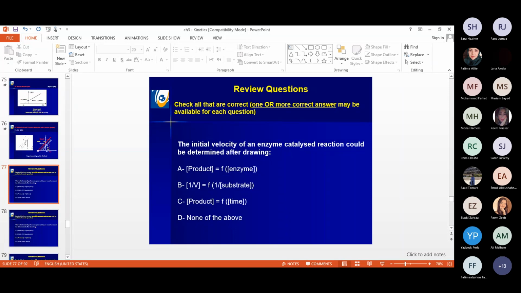The answer is C, product as a function of time. We draw the concentration of product as a function of time. And how can you calculate the V0 in this case? V0 equals Km concentration. Okay, but you drew product as a function of time. We say the initial velocity of an enzyme catalyzed reaction is determined after drawing P as a function of time, right? You drew product as a function of time. How do you get the V0?